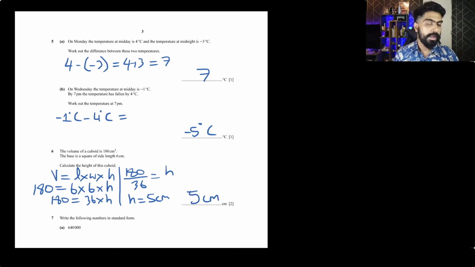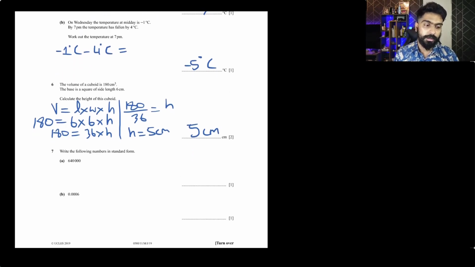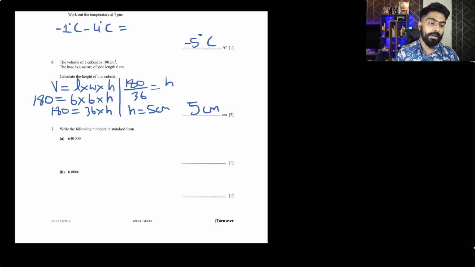All right guys, now let's go to question number 7. Write the following numbers in standard form. All right guys, so this one, what do we have? It's pretty easy. So we have 6.4 multiplied with 10 to the power of 5, right guys?